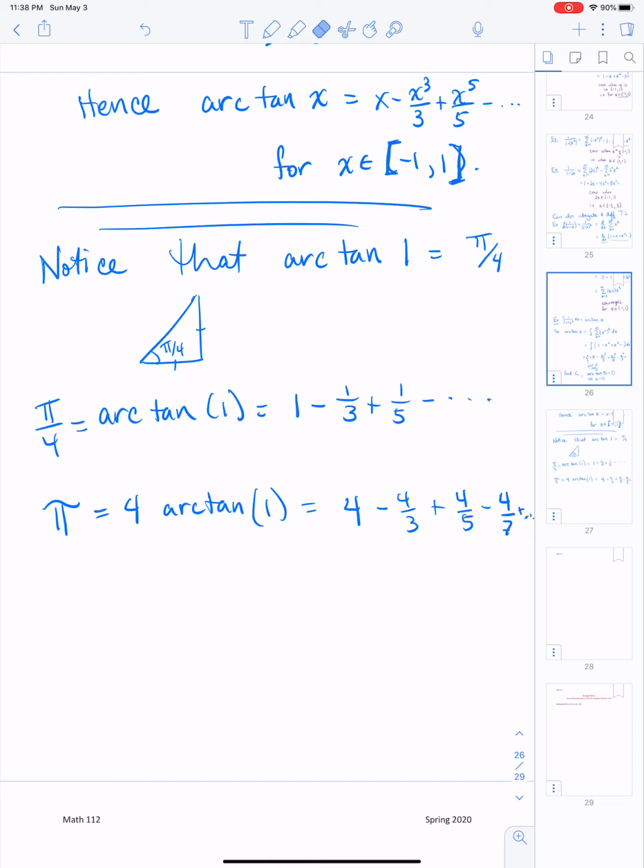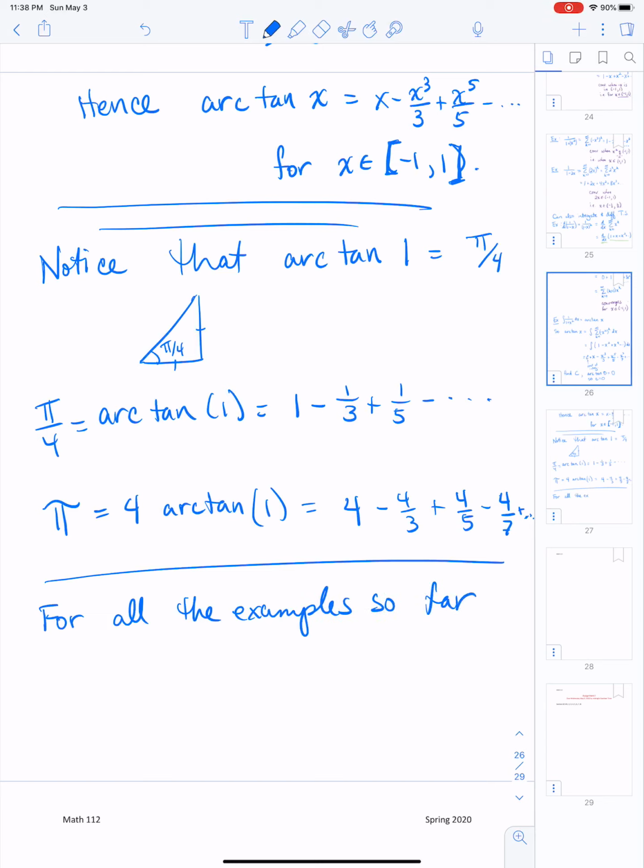Okay, I want to give one more. So there's only one thing that I want to do with this video aside from talking about checking endpoints for intervals of convergence, and that is to just caution that for all the examples we've seen, for all the examples so far, if the Taylor series converges, then it converges to the original function.